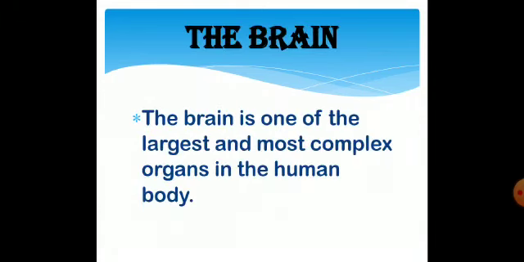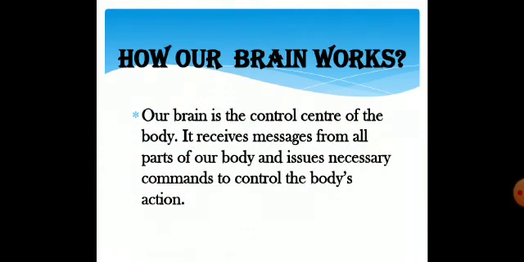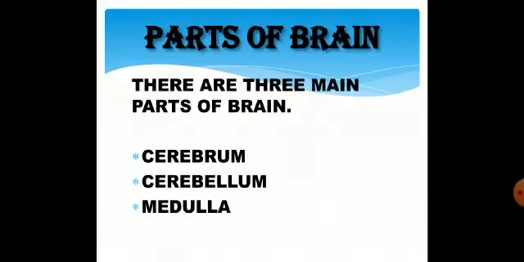Now first of all, I would like to tell you about the brain. The brain is one of the largest and most complex organs in the human body. How our brain works. Our brain is the control center of the body. It receives messages from all parts of our body and issues necessary commands to control the body's actions.